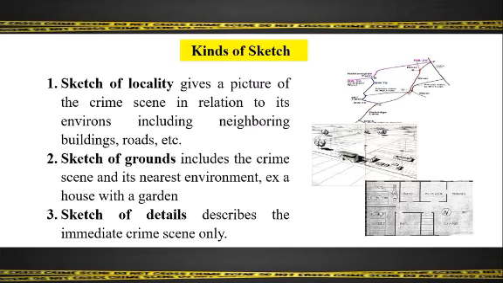So sa sketch of locality, for example, nagkaroon po nung crime scene sa eskinita. Therefore, may mga iba't ibang place pa din doon. Si sketch of locality, kung ano po yung mga kasama na place or kalapit na place is kasama po siya sa sketch. Si sketch of grounds includes the crime scene and its nearest environment, example, house with a garden. Since sa sketch of locality as a whole or general po, while si sketch of grounds, doon lang po tayo specific sa crime scene, kung saan siya nangyari.